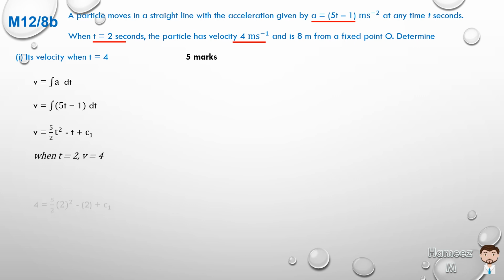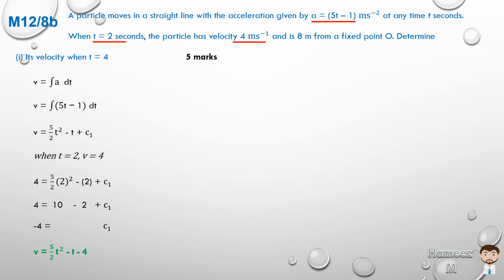So let's do that. 4 is equal to 5 over 2 by 2 squared minus 2 plus c1. And 2 squared is 2 2s are 4. So this gives us 4 is equal to 5 times 2 squared is 4. 5 4s are 20 divided by 2. 2 into 20, 10 minus 2 plus c1. So 4 is equal to 8 plus c1. If you carry the 8 across, it will be 4 minus 8. So minus 4 is equal to c1. As such, the equation for the velocity is v equal to 5t squared on 2 minus t minus 4.